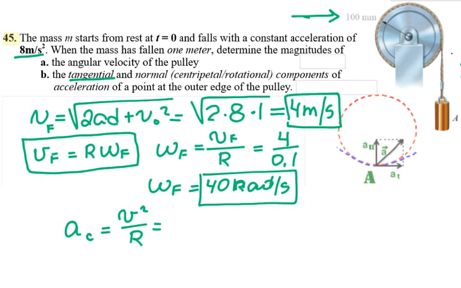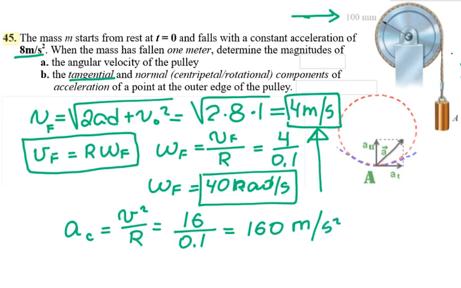And we have v is 4, the final, at that moment. So that is 16. We found it right there. And divide by the radius, and that's 0.1. So that gives me 160 meters per second squared. And tangential and centripetal acceleration still have the same units, meters per second squared.